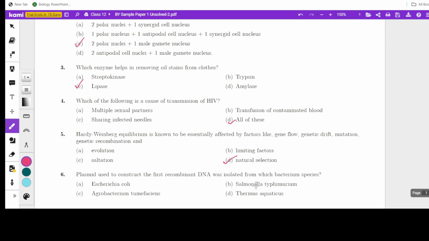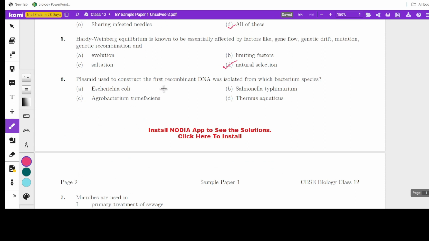Next question. Plasmid used to construct the first recombinant DNA was isolated from which bacterium species? See, this is a bit confusing question. Many children used to write it as E. coli. And do you think that it is E. coli, Escherichia coli? Shall we check the answer? Yes. Let us get in the chapter.